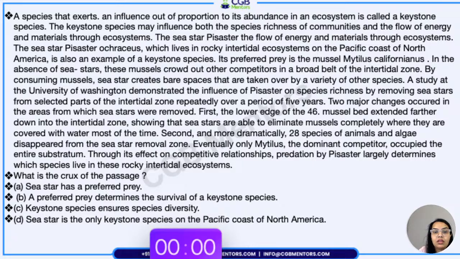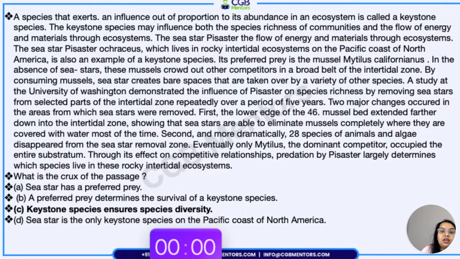Answer to this one is C. So, a species that exerts an influence out of proportion to its abundance in an ecosystem is called a keystone species. So we get to see what keystone species are. These species may influence both species richness of communities and flow of energy and materials.